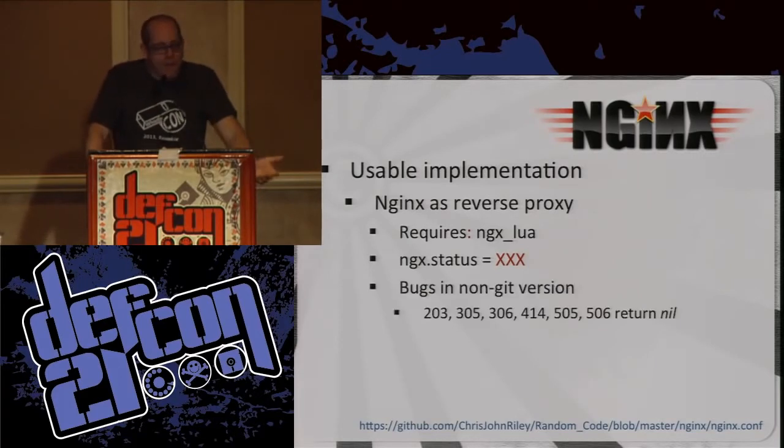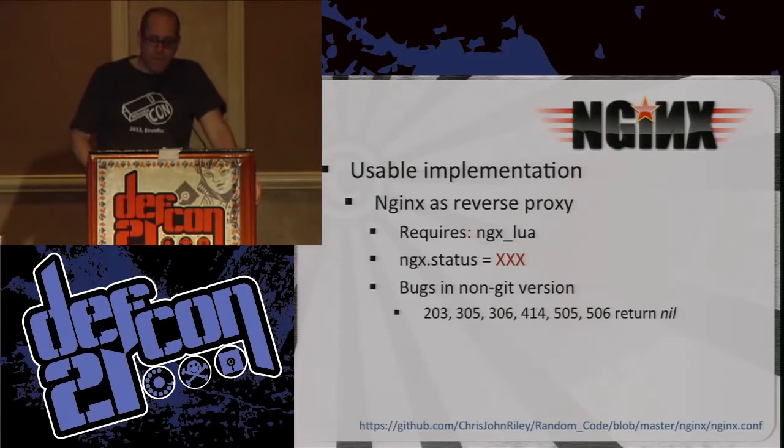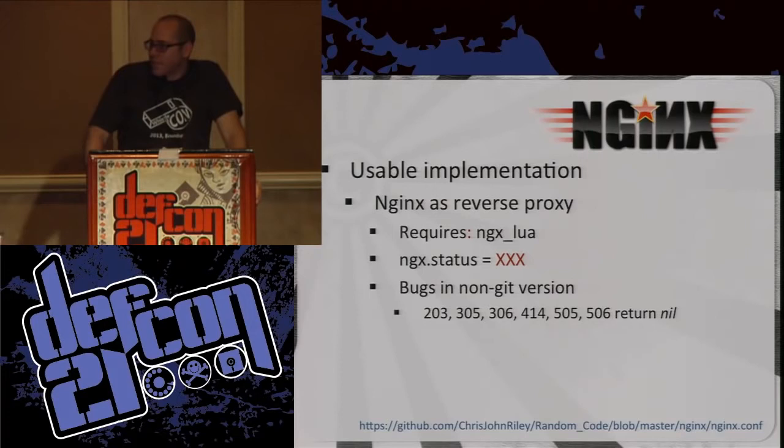The only problem is there are a few bugs in the non-Git version. Specific codes that are supported just tend to get returned as nil, which is kind of a pain. But if you use the version from Git, it shouldn't be so much of a problem. But if you do an apt-get install and then install Nginx and the optional extras, you're going to run across a couple of problems.